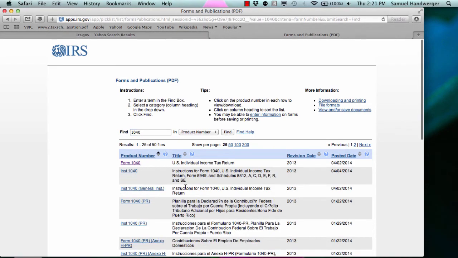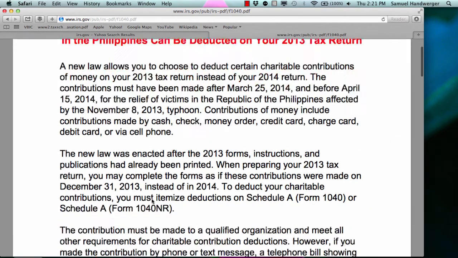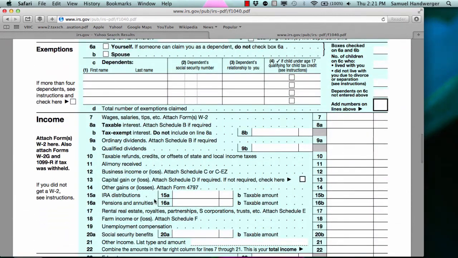And let's see how much more we'll do before we take a break. Okay. Alimony received, line 11, is taxable. Business income from Schedule C, we want to concentrate on that in a few minutes. Capital gains and losses, we've talked about. Other gains or losses we'll be talking about in class from Form 4797.